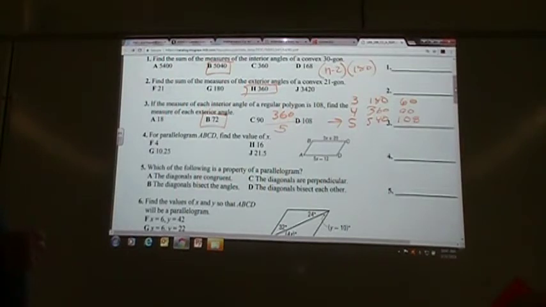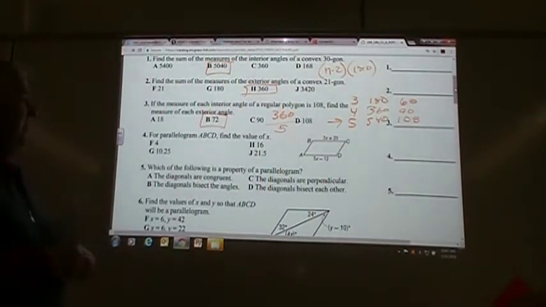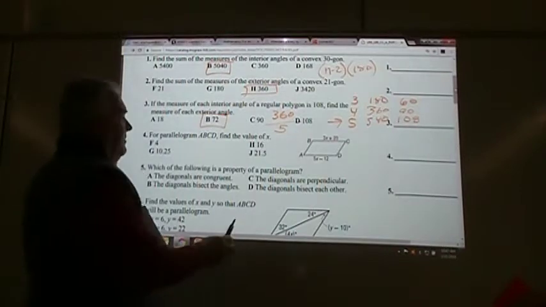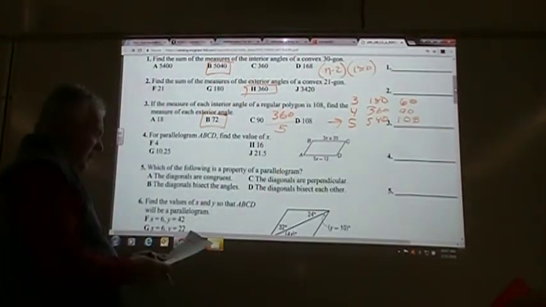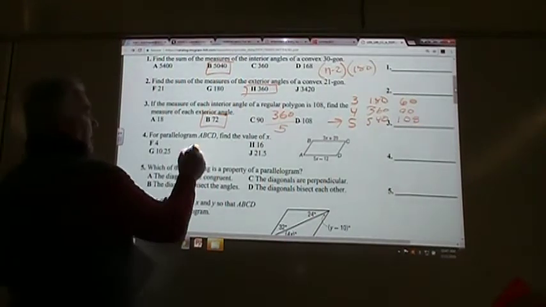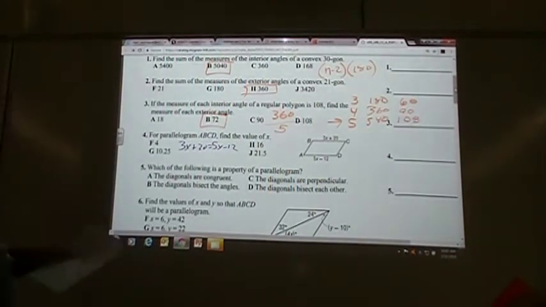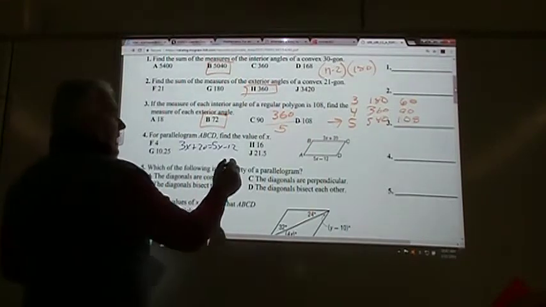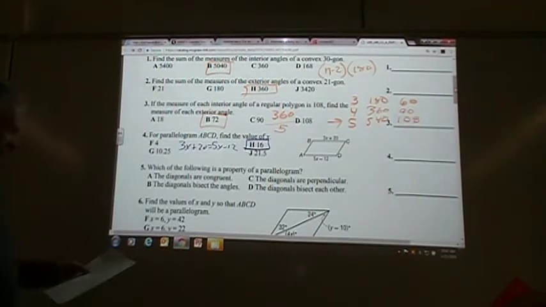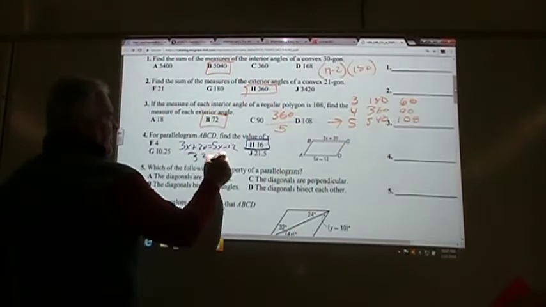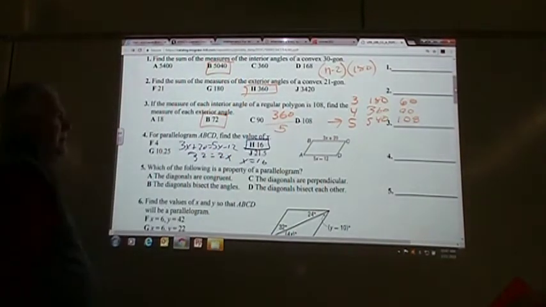Number 4, for parallelogram ABCD, find the value of x. This one's a little easier than maybe even some of the others. What do we know about parallelograms? Opposite sides are equivalent. We set them equal to each other. Once you do that, you will end up getting an answer of H, x is equal to 16. We end up with 32 equals 2x, x equals 16.